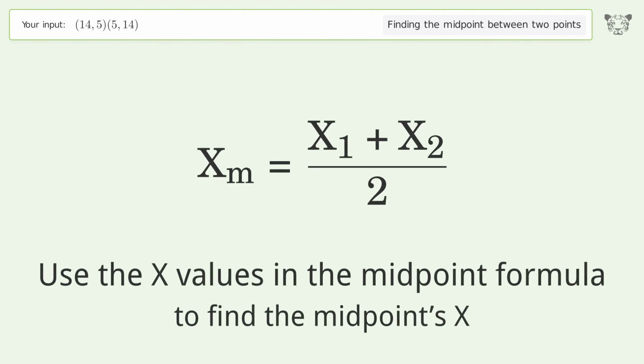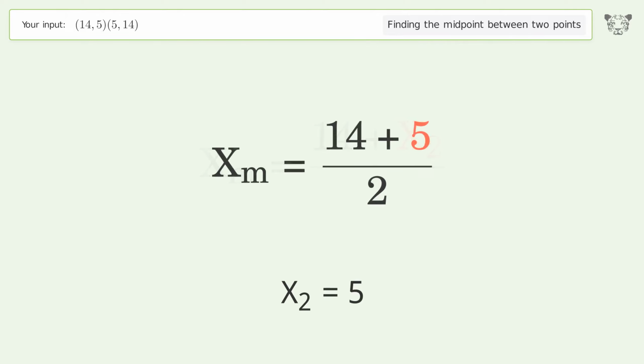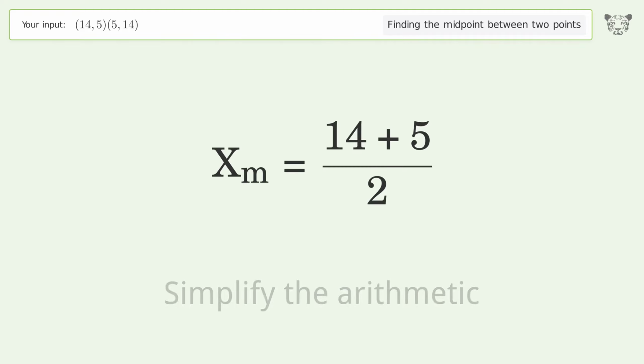Use the x values in the midpoint formula to find the midpoint's x. x1 equals 14. x2 equals 5. Simplify the arithmetic.